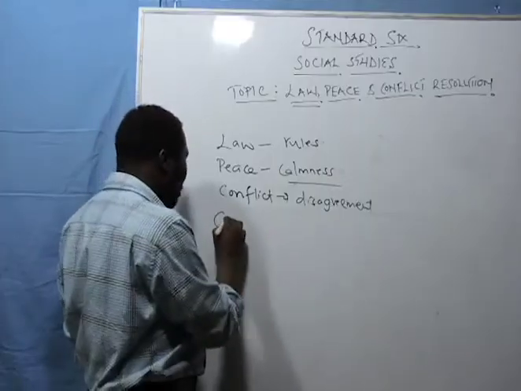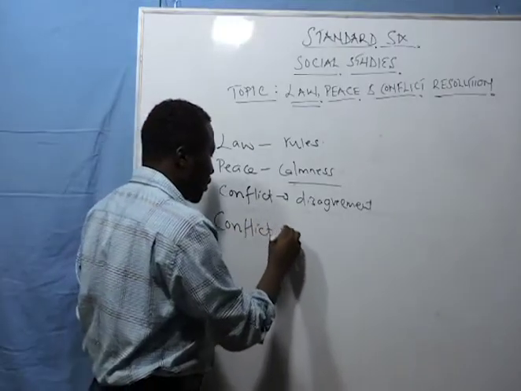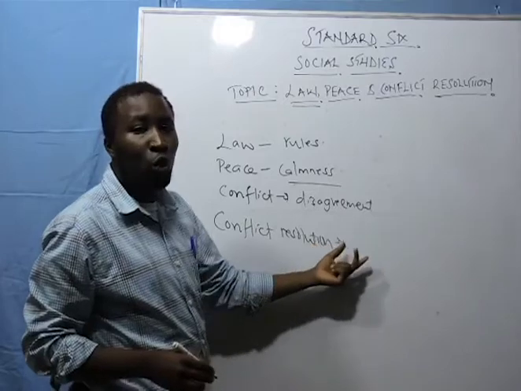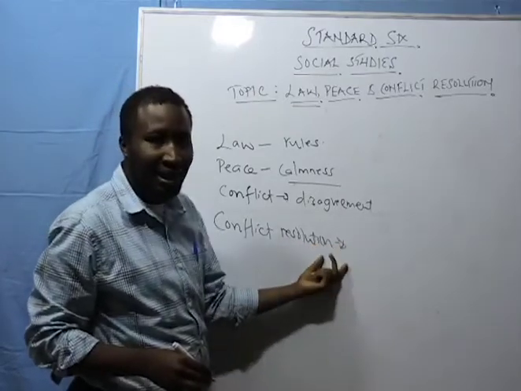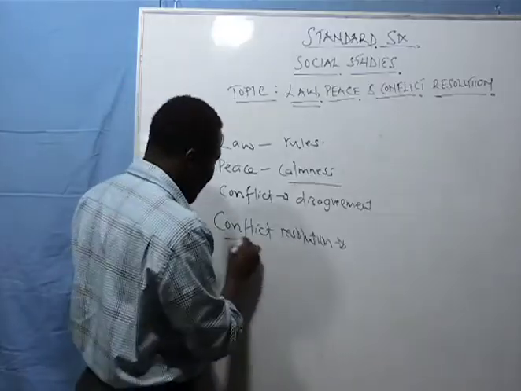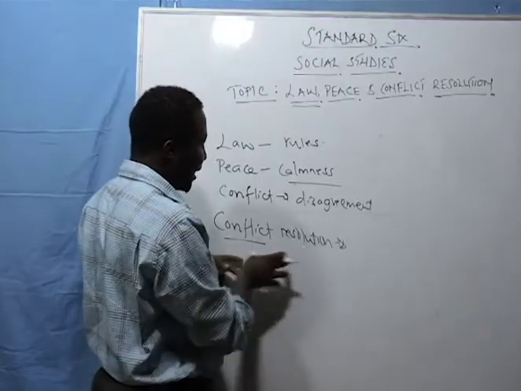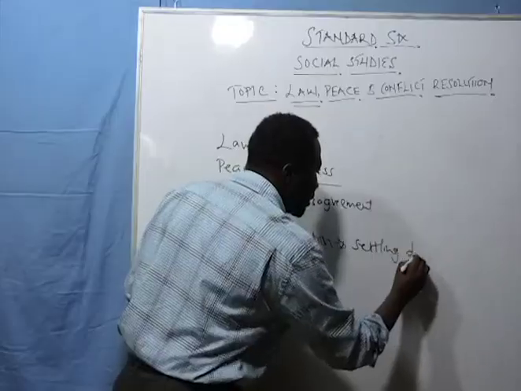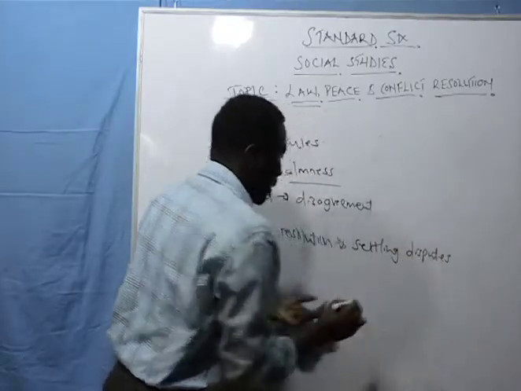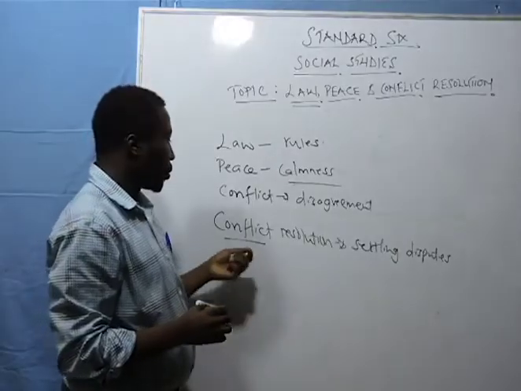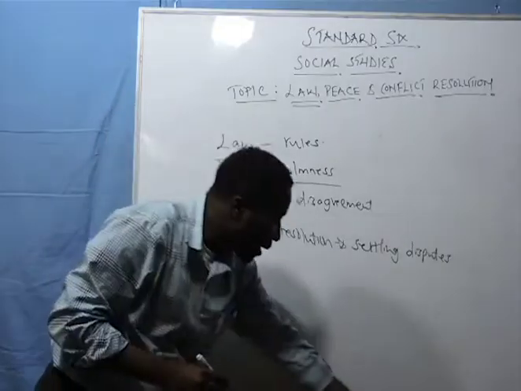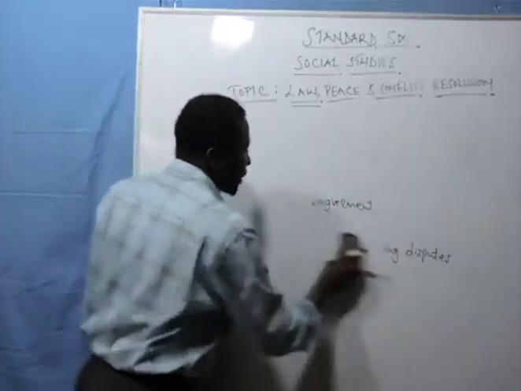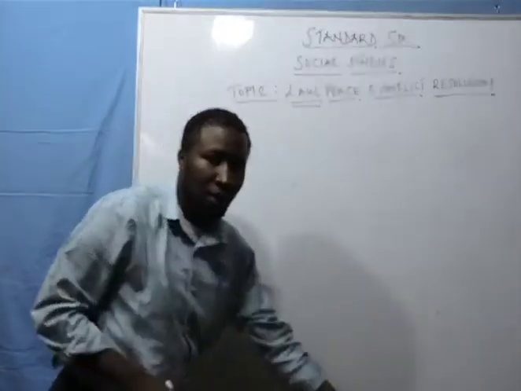Now, the other term is conflict resolution. This is whereby you solve, a matter of settling disputes or settling the disagreement. So conflict is disagreement, and resolution is settling the conflict or the issue. It is a matter of settling disputes. Those are the meanings as we start to learn the various items. That's why I wanted us to first start with the introductory part.